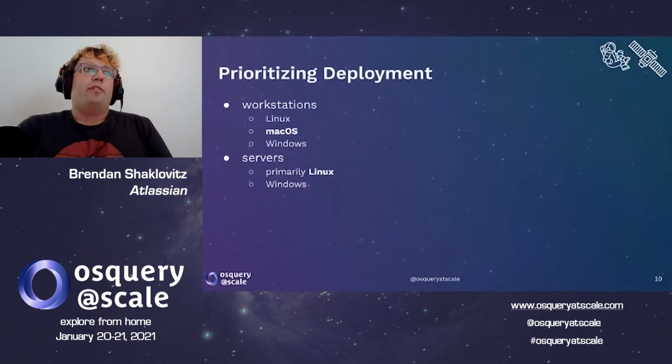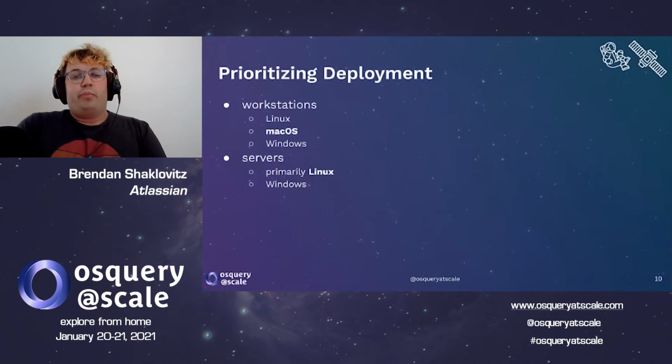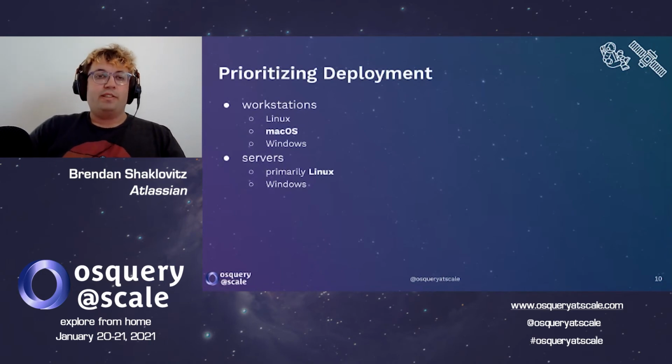So after doing this load testing, where do we prioritize our deployment? For us, we have primarily macOS workstations. So for workstations, we decided to focus on macOS, but we do have Windows and Linux workstations. This just came later on. And for servers, it's a little bit of a different story, where it's primarily Linux and we have some Windows. So our starting point was we wanted to focus on all of our Linux servers.